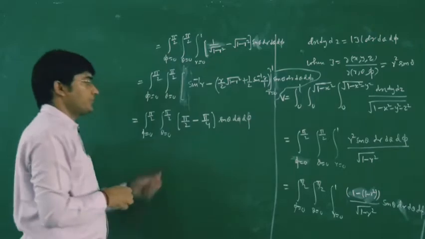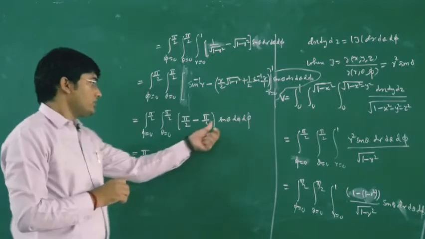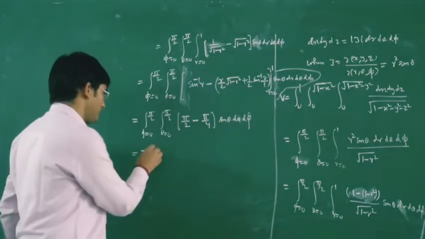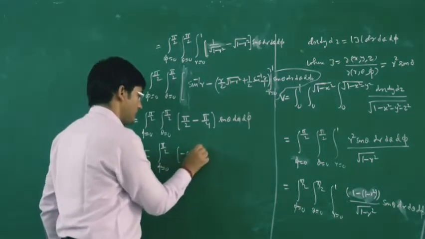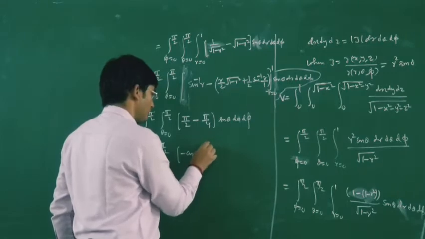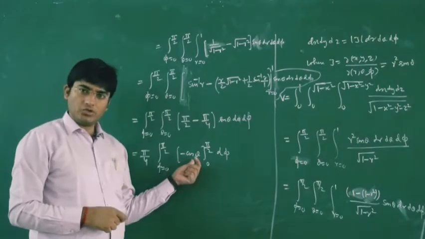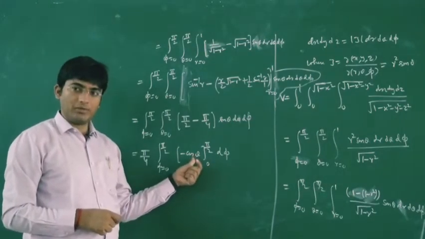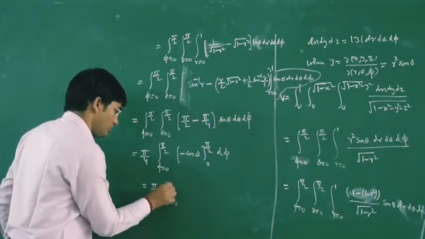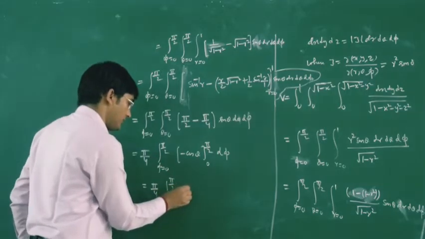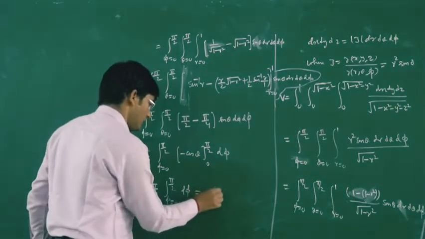Now this will be pi by 4. So let us take this pi by 4 outside. Now the integration of sin theta will be minus cos theta. So this will be minus cos theta, and then we have the limits from 0 to pi by 2. Then finally integration with respect to phi. Your cos pi by 2 is 0. Your cos 0 is 1. So we will have plus 1. So this is equal to pi by 4, and then the integration with respect to phi. Now the integration of d phi will be phi. So we have the value pi by 2, and it is equal to pi square by 8.